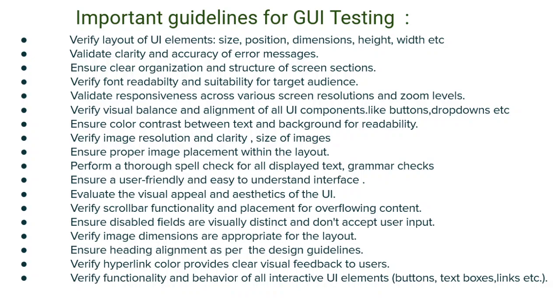Overall, we have to verify the functionality and behavior of all the interactive UI elements like buttons, text boxes, links, drop downs, etc. So these are basically the high level guidelines for GUI testing. These are all the things which we should definitely check in whatever application we are using. Whenever we get any new feature in our software, as a tester, always verify the following points during GUI testing, and that comes under system testing.